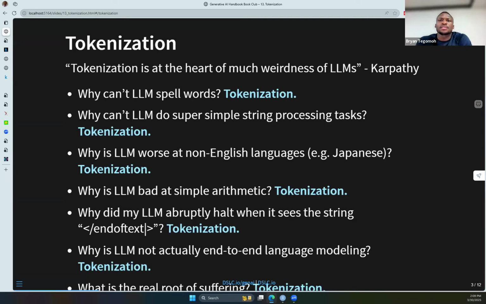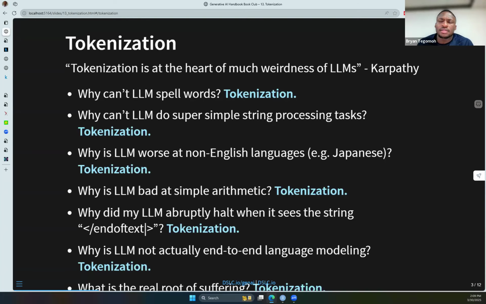So all the weirdness, whether it's hallucinations or the different difficulties that we see with large language models, pretty much tokenization is at the center of all those hallucinations and all those challenges. So it's pretty foundational to how large language models work. So that's why we are doing this.